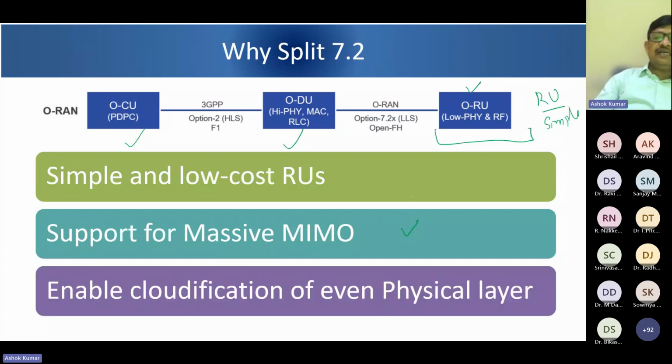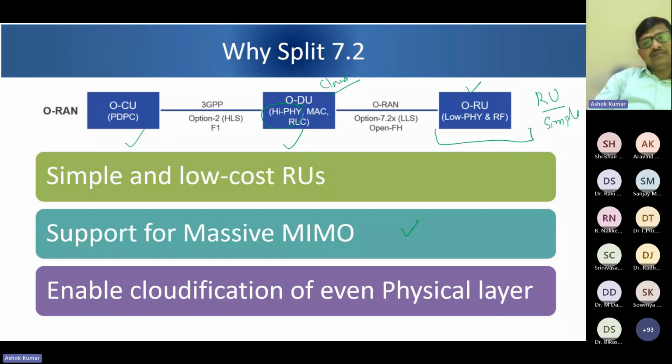And third is that since part of the physical layer has moved to the O-DU, even the physical layer part I'm able to deploy on a cloud. So I can do cloudification even for part of the physical layer. So these are the three reasons considered to have this split 7.2.